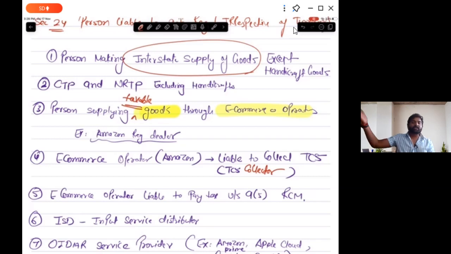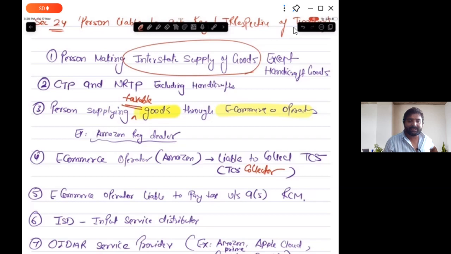And if someone from abroad comes to India and temporarily sets up a stall, attends an exhibition, or does business in India for a very short term, then he needs to get registered as NRTP. Again, they are liable to get registered in that state where they are doing that temporary business. So if I go to Delhi even for 15 days to set up an exhibition, I need to get registered as CTP, of course. And if I'm coming from abroad, then I need to get registered as NRTP.